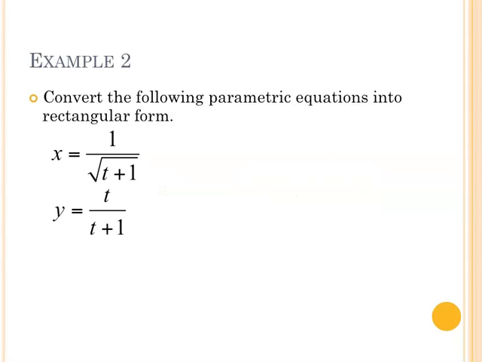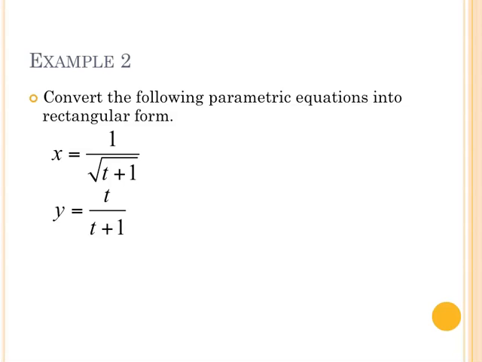We have x equals 1 over the square root of t plus 1, and y equals t over t plus 1. Okay, so if we're trying to think about which one might be easier, in this particular case, there might not necessarily be one that's easier than the other.